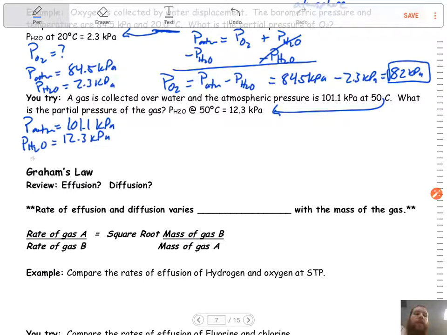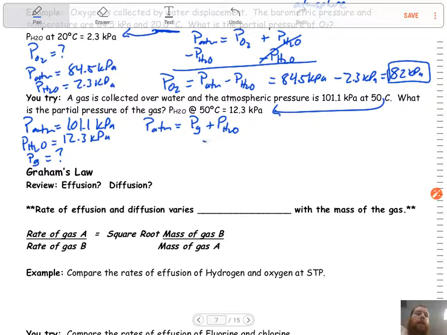So we're looking for the partial pressure. Now, here we're not told what gas it is. It just says a gas. So we can just generally call it P sub G. Okay, that's just letting us know that, hey, that's just the gas we're looking for. So PATM equals the partial pressure of that gas plus the partial pressure of the water vapor.